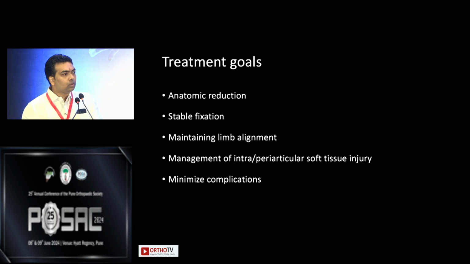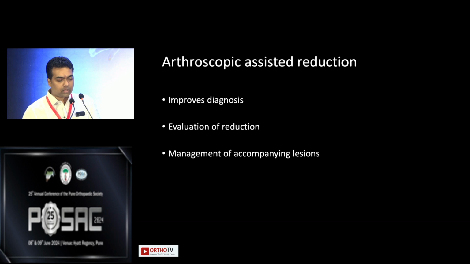The treatment goals of these fractures are based on the basic principles of fracture management. We need an anatomical reduction and stable fixation, which will maintain the fixation on loading till it unites. We need to maintain the limb alignment and also manage the intra-articular as well as periarticular soft tissue injury and minimize complications. So arthroscopic-assisted reduction improves the diagnosis. It allows us to evaluate and manage the reduction directly, and also provides a way to manage the accompanying lesions there.